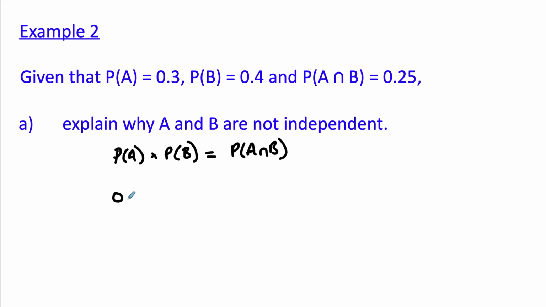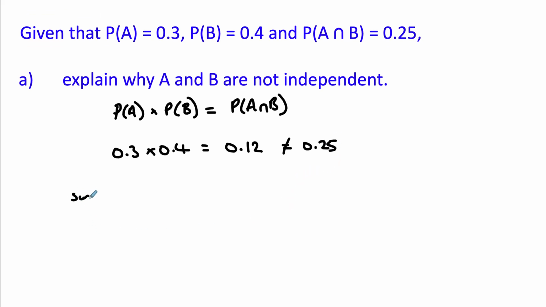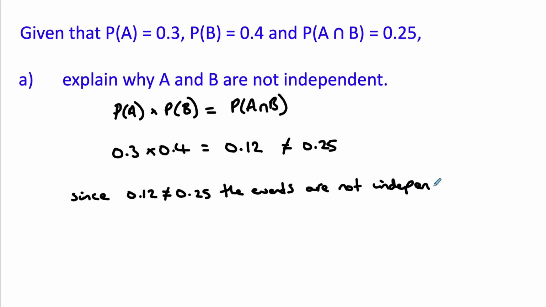But if we do that here, we don't get 0.25. So the formula doesn't work. So since it says explain, we need some words. Since 0.12 is not equal to 0.25, the events are not independent because the formula doesn't work.